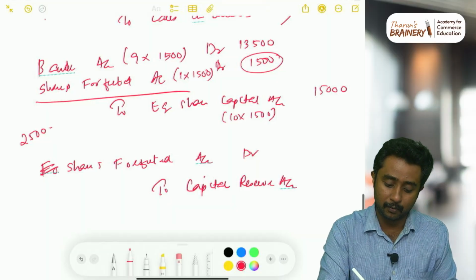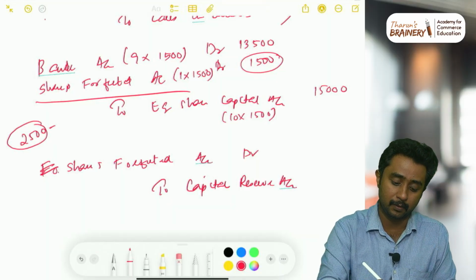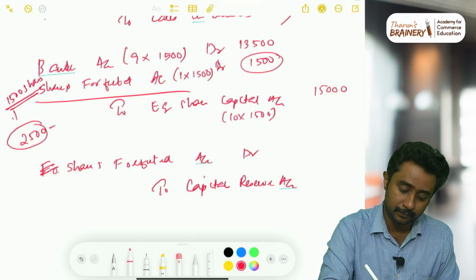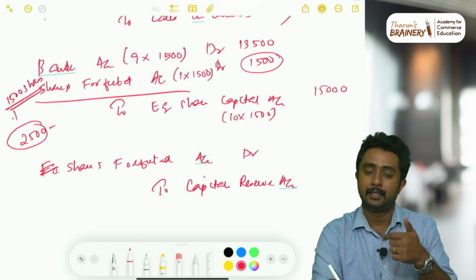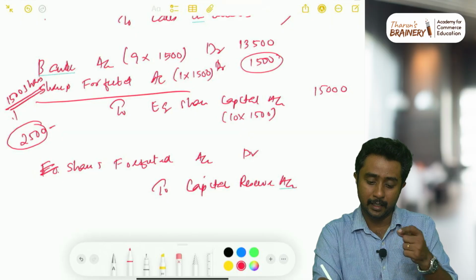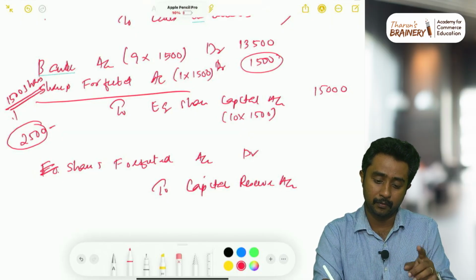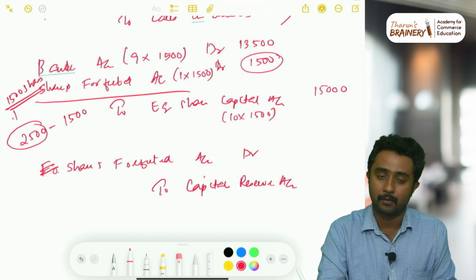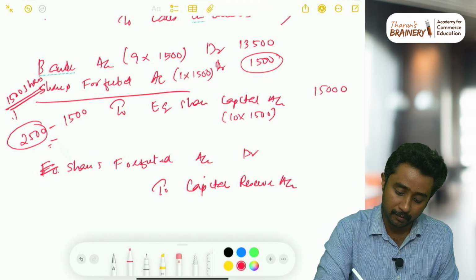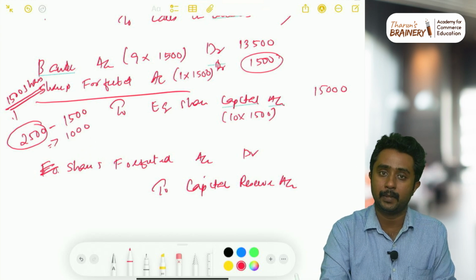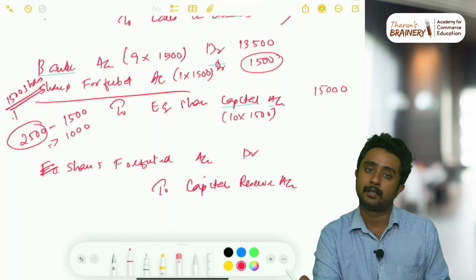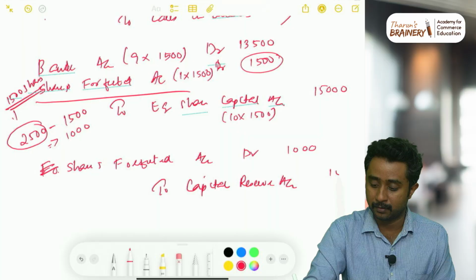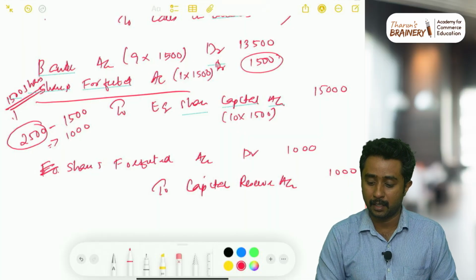Out of that, this 2500 is related to how many shares? Obviously 1500 shares' amount. Now 1500 shares are being reissued. At the time of reissue, we have used how much? 1500 rupees for covering the discount. So that will give us 1000 rupees still remaining in which account? Shares forfeited account, which is unused. That amount we have to transfer to capital reserve.